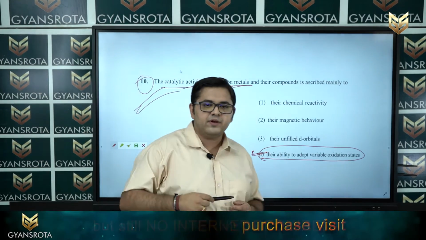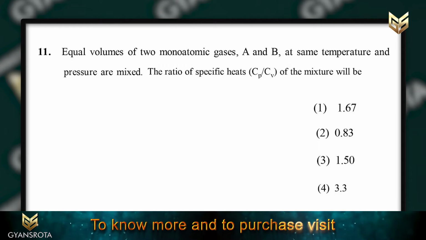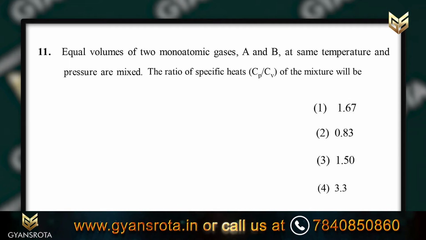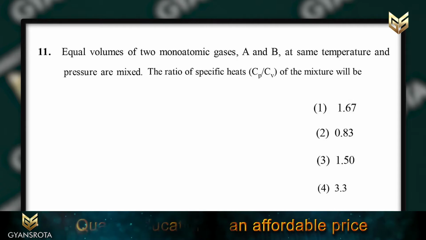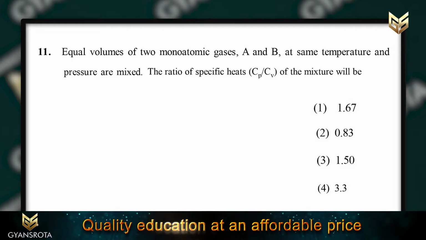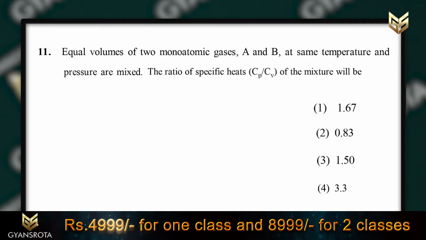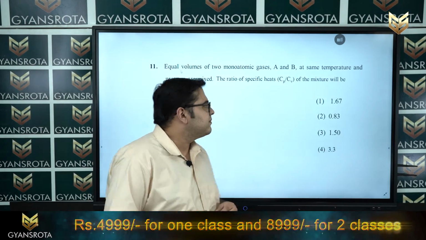So now we are moving to the next question, that is question number 11. So question number 11 is on your screen. Equal volumes of two monoatomic gases A and B at same temperature and pressure are mixed. The ratio of specific heat Cp by Cv of the mixture will be. So now we are moving to the solution part.